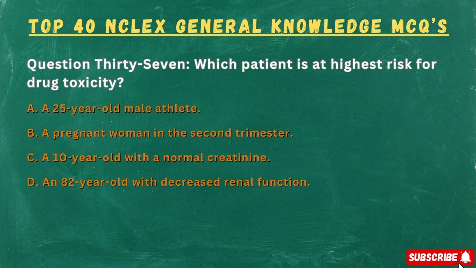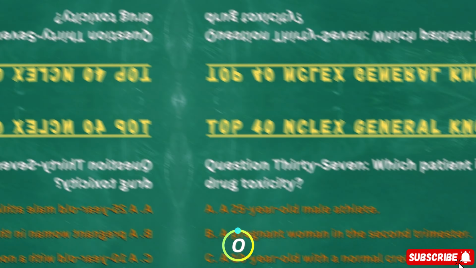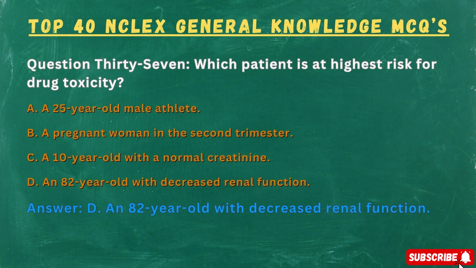Question 37. Which patient is at highest risk for drug toxicity? A. A 25-year-old male athlete. B. A pregnant woman in the second trimester. C. A 10-year-old with a normal creatinine. D. An 82-year-old with decreased renal function. Answer: D. An 82-year-old with decreased renal function.